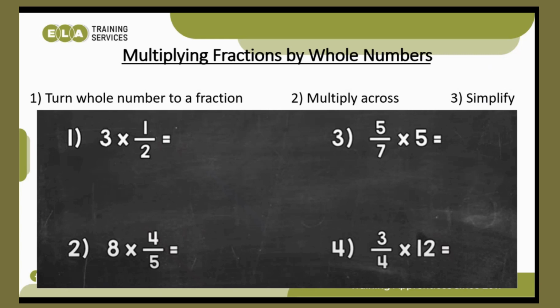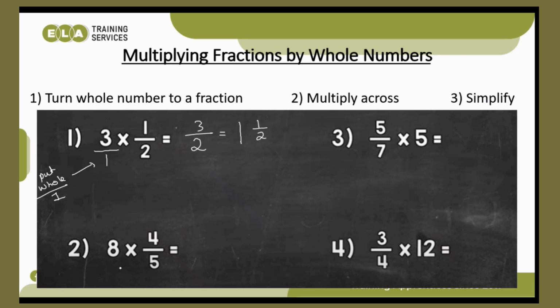So here we've got 3 times 1/2. So what we do is we put the whole number over 1, and then we multiply across. 3 times 1 is 3. 1 times 2 is 2. 3 halves. So it'd be how many 2s are in 3? 1 and 1/2. Okay, let's have a go at that again.